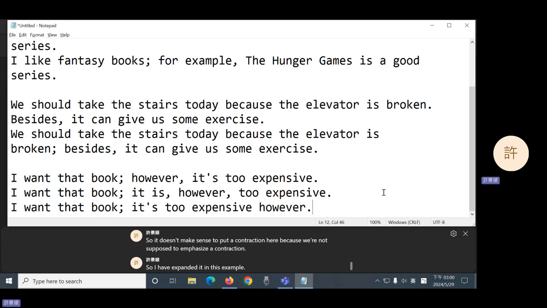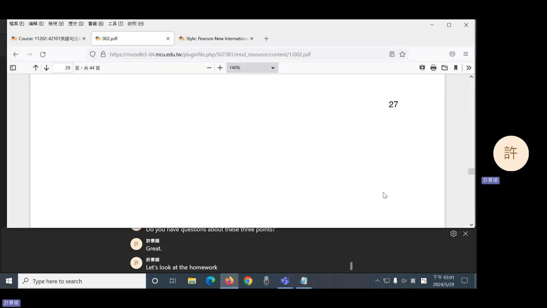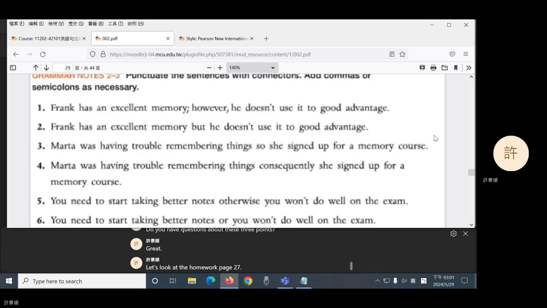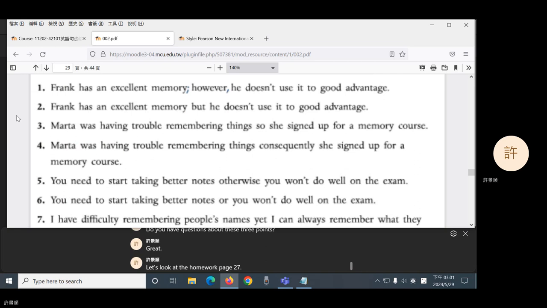Okay, do you have questions about these three points? Great, let's look at the homework, page 27, starting from number 2.